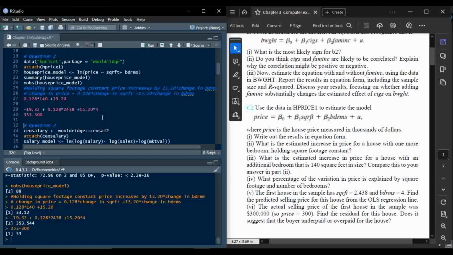It means that the actual selling price was $300,000, which suggests that the buyer underpaid by some margin. The actual selling price is $300,000 and the predicted price is 353. Therefore the buyer underpaid by some margin. But of course there are some other features of a house that we cannot even measure that affect price, and we have not controlled for this. So 53,000 is the residual and the buyer has underpaid by some margin for the house. Now let's detach this data set.